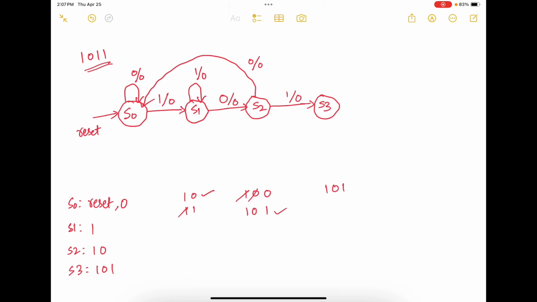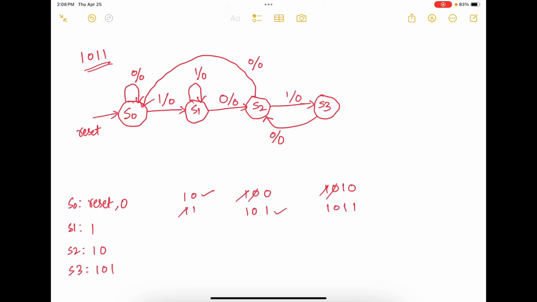So from there, you can either get a 0 or you can get a 1. Now let's see what happens when you get a 0. Is there a state with 1010? No. Is there a state with 010? No. Is there a state with 10? Yes, that's S2. So you move to S2 if you get a 0, but your output still remains a 0.